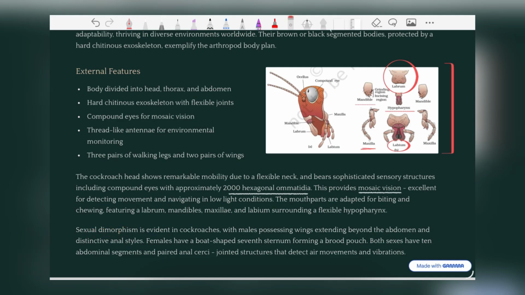Sexual dimorphism is evident in cockroaches, with males possessing wings extending beyond the abdomen and distinctive anal styles at the 10th segment. Females have a boat-shaped 7th sternum forming a brood pouch. Both sexes have 10 abdominal segments and paired anal cerci, jointed structures that detect air movement and vibration.